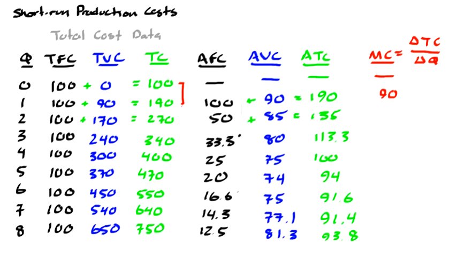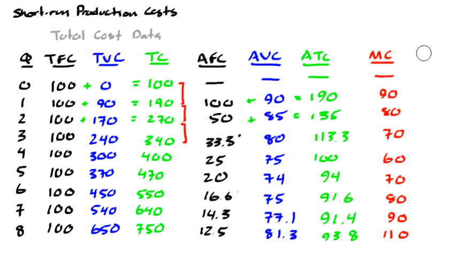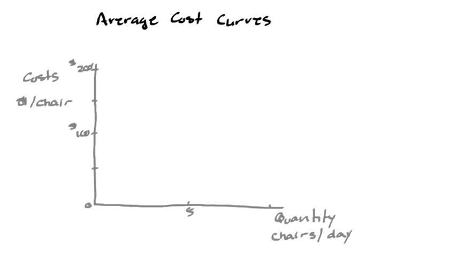The marginal cost of producing the second chair, our cost increased from 190 to 270, so the marginal cost is 80. The third chair, our costs go from 270 to 340, so our marginal cost is 70, and we can continue to calculate these. And so we can see our marginal cost begins at 90, reduces down to 60, and then again begins to increase up to 110. And again, this is due to the law of diminishing returns.